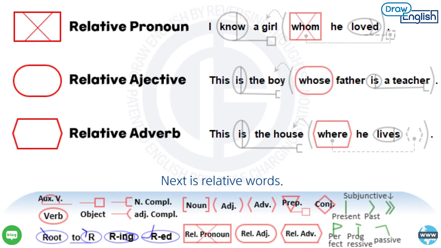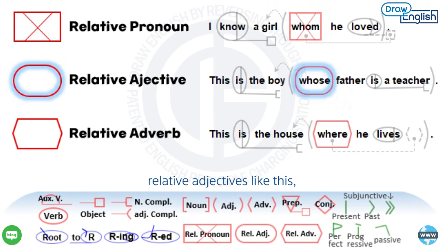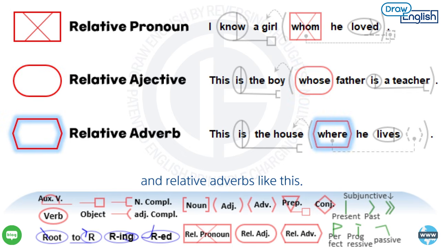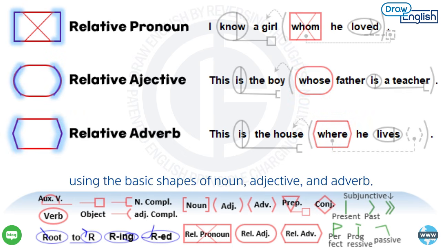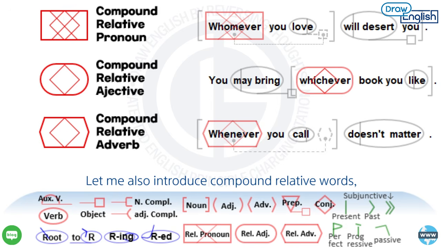Next is relative words. You can draw relative pronouns like this, relative adjectives like this, and relative adverbs like this. As you may have noticed, it's just a slight modification using the basic shapes of noun, adjective, and adverb. By designing related concepts in a similar way, it aids memory and allows for easy drawing. Let me also introduce compound relative words, which belong to the same category.